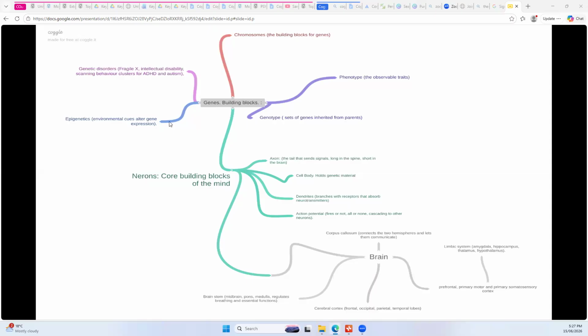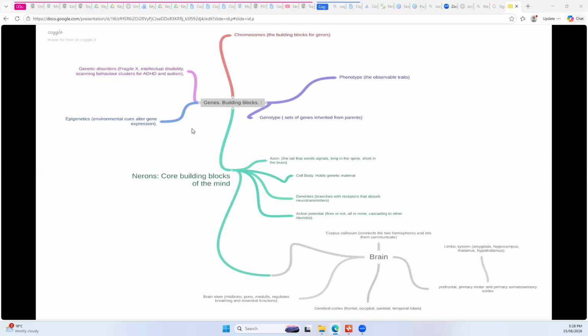Epigenetics. I added that because it completes the genetic picture: the environmental cues that alter gene expression. Environmental cues can alter how the genes are expressed, which is the first hint in the map that your biology isn't just pure destiny. It can also include genetic disorders like fragile X, along with behavior clusters we can scan for in autism. So the genetic branch connects to something observable.